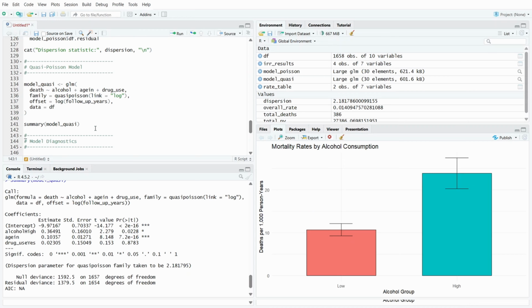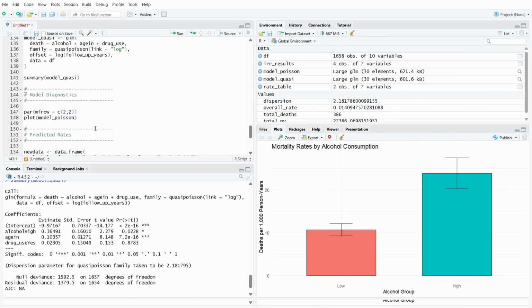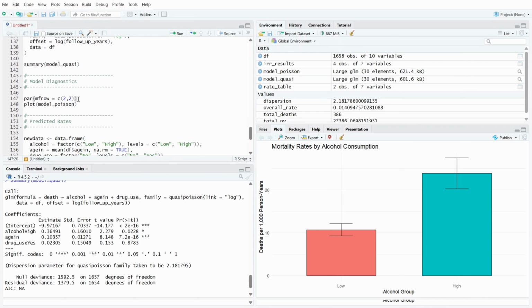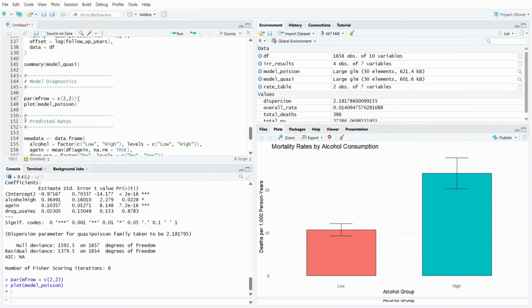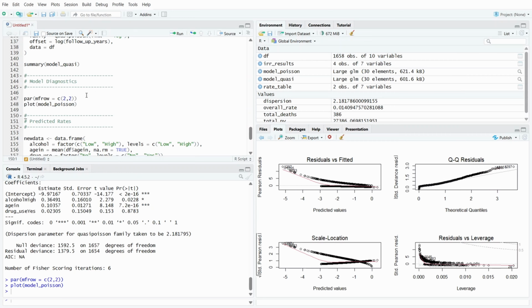We then examine diagnostic plots. These help us check whether the model fits well, there are unusual observations, and assumptions are reasonably satisfied. This step ensures our findings are reliable. Starting with the top left, the residuals versus fitted plot. Here, we're looking for a random scatter of points around 0, which would indicate a good fit.